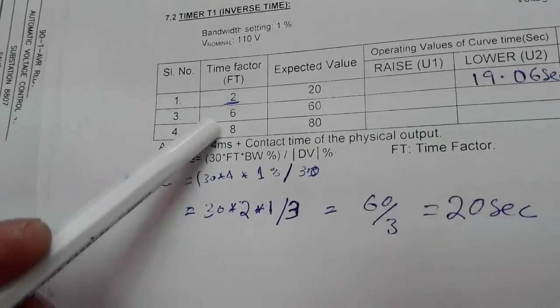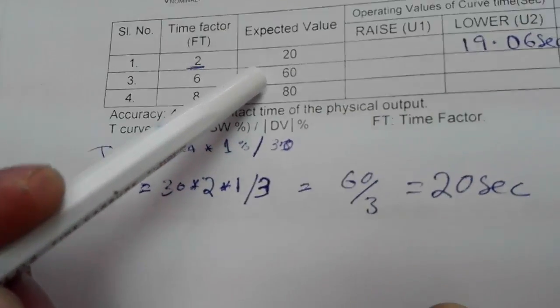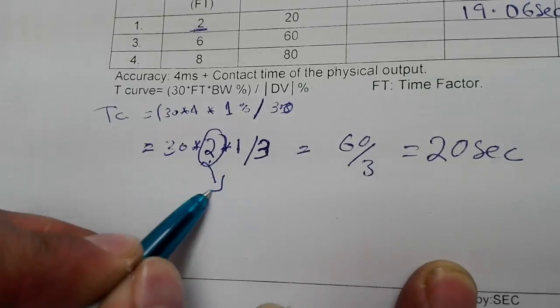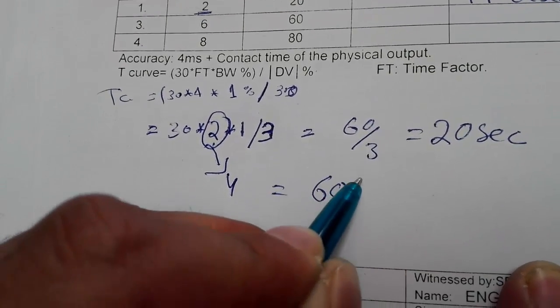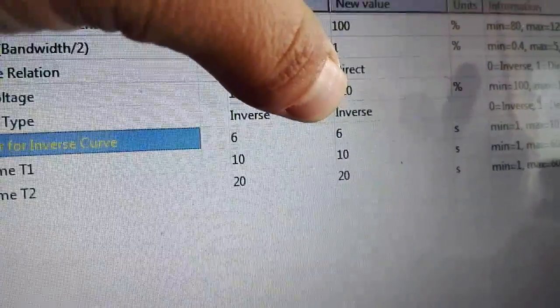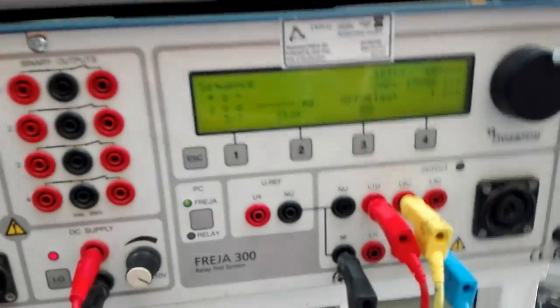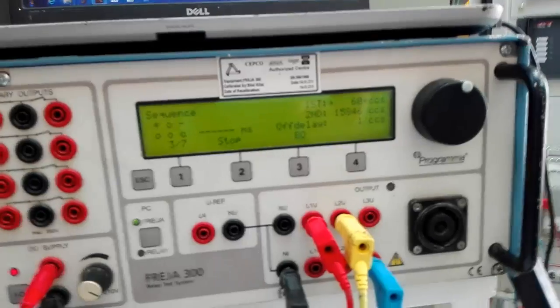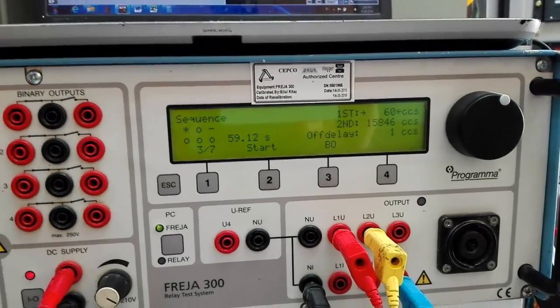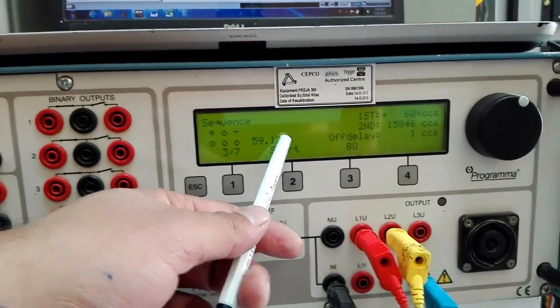Now we have to test for time factor 6. The expected value is 60 seconds. It can be calculated by using the same formula by putting 4 here. Only make 4, it will give us 60 seconds. Here we have changed this value from 2 to 6. So according to the formula, it should take 60 seconds for lowering the command. You can see it here, 59.12 seconds.